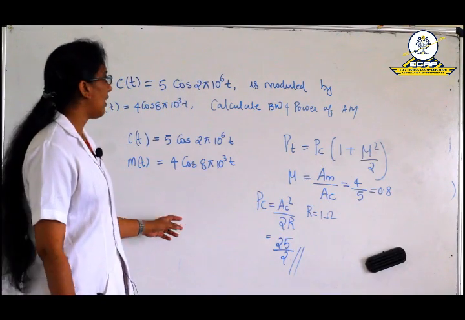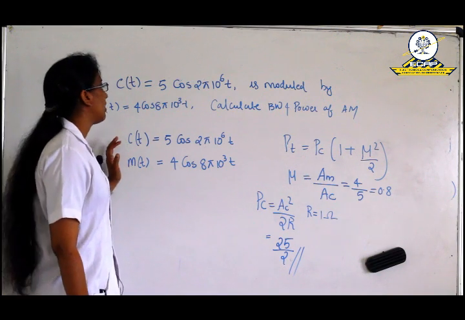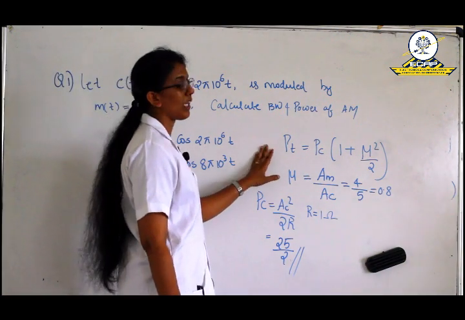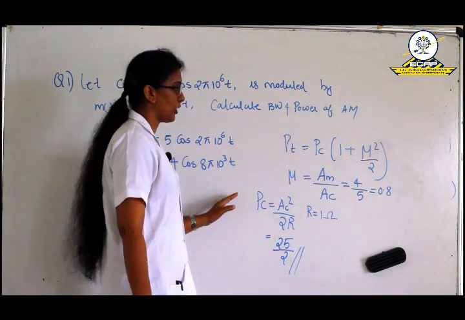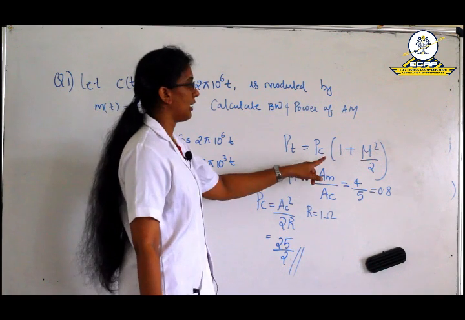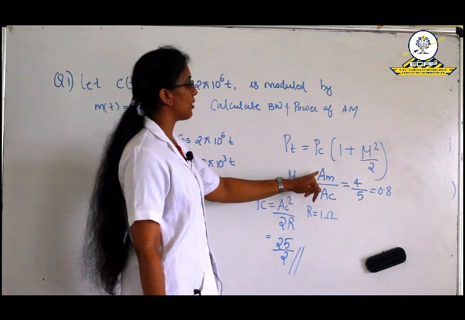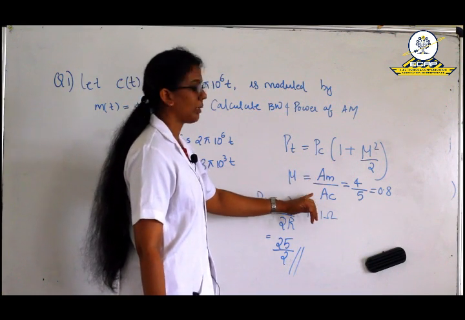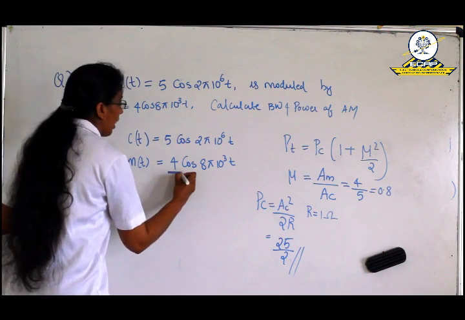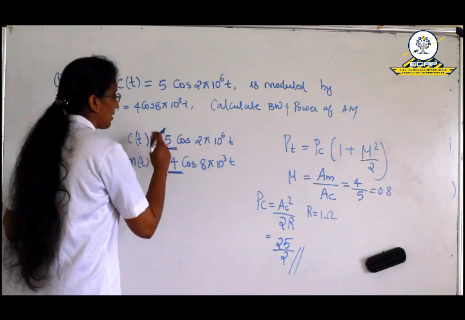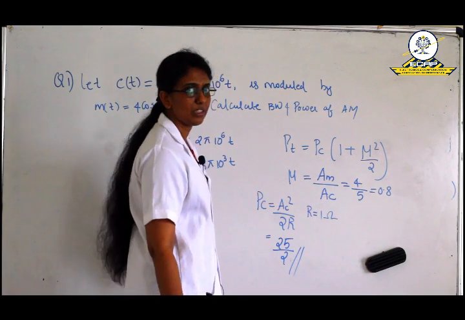Okay. Now our second question is calculate power of the AM signal. So the general equation for the power of the AM signal is PT is equal to PC into 1 plus mu square by 2. First of all, we need to calculate mu, then PC. Mu is equal to AM by AC, amplitude of modulating signal divided by amplitude of carrier signal. Here the amplitude of modulating signal is 4, amplitude of carrier is 5. By substituting these values into this equation, we get mu is equal to 0.8.